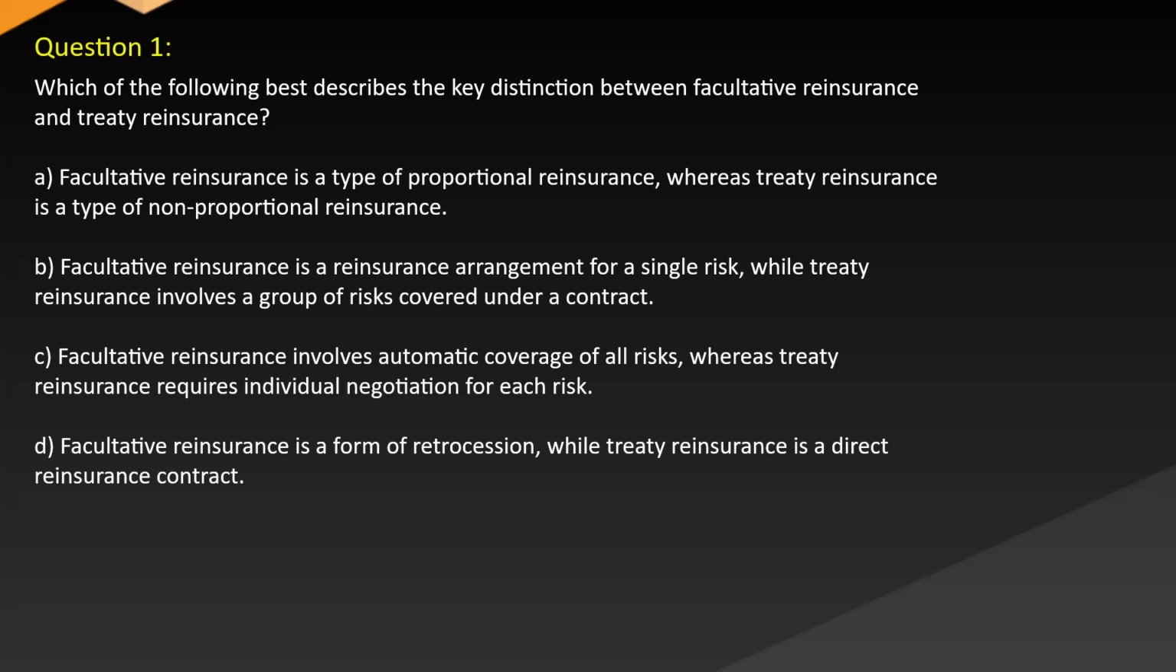under a contract. C. Facultative reinsurance involves automatic coverage of all risks, whereas treaty reinsurance requires individual negotiation for risk. D. Facultative reinsurance is a form of retrocession, while treaty reinsurance is a direct reinsurance contract.